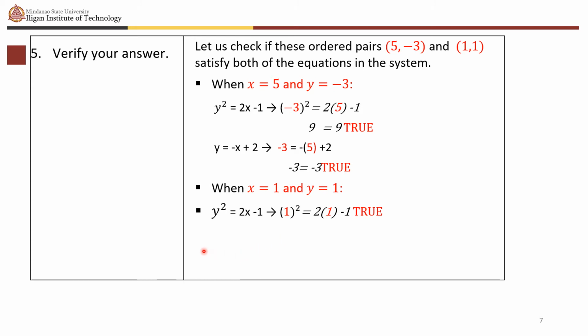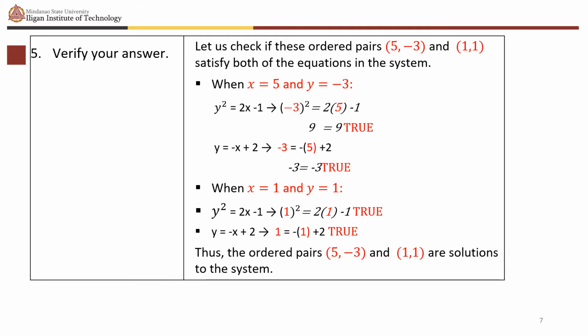So let's check on the other equation also. We have y equals -x plus 2. So again, y is substituted here. It's 1. Then you have minus x plus 2. You have x here is 1, so minus 1 plus 2. Again, notice that this is also true. Meaning to say, the ordered pairs (5, -3) and (1, 1) are solutions to the system.